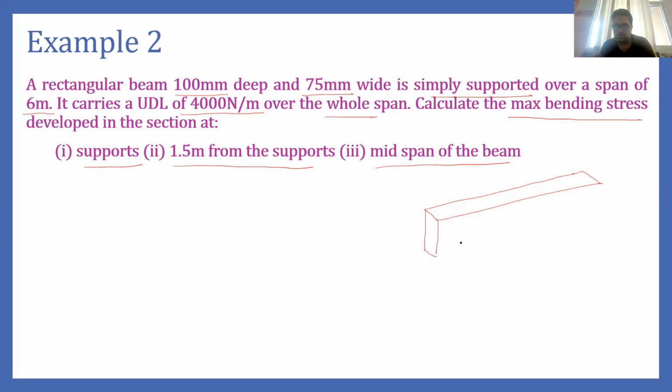And the depth of beam is also given. Say this is the beam. And this dimension is given, which is 75 mm wide. And this is the depth of the beam, which is 100 mm. And also the effective span is given, which means this dimension. And this dimension is 6 meter.